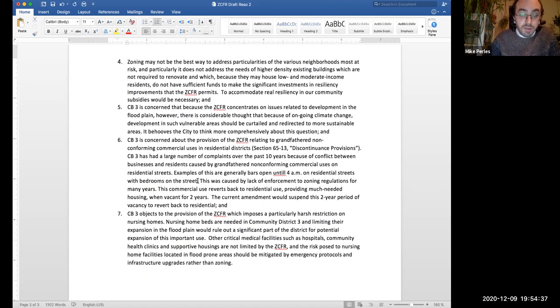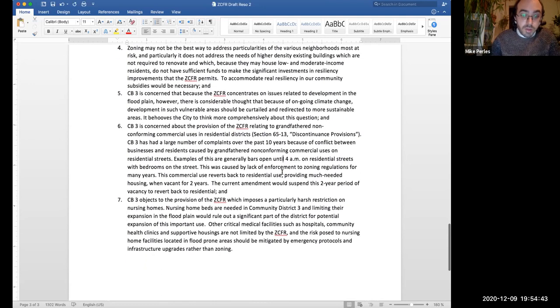This was caused by a lack of enforcement of zoning regulations for many years. This commercial use reverts back to residential use, providing much needed housing, when vacant for 2 years. The current amendment would suspend this 2-year period of vacancy to revert back to residential.